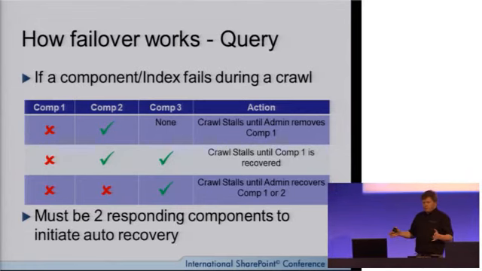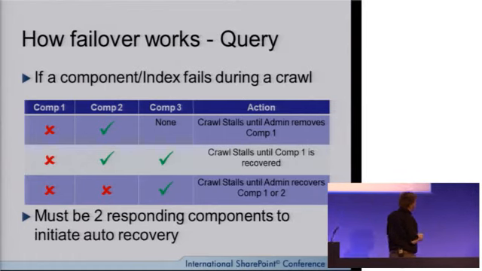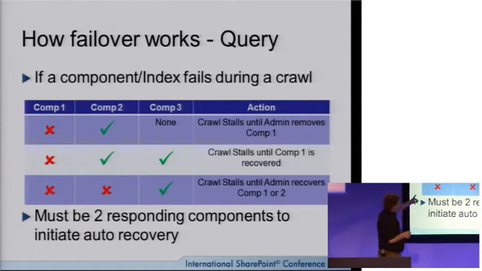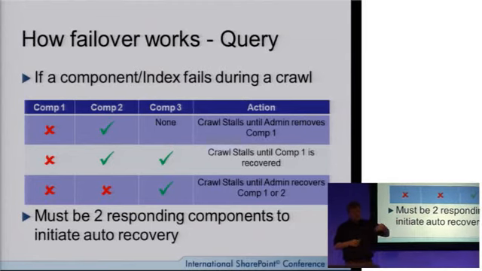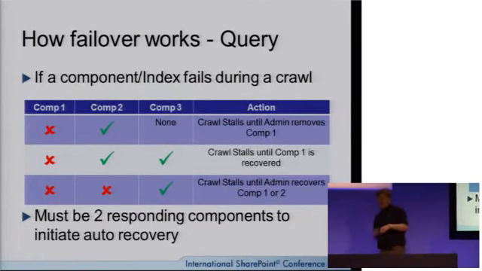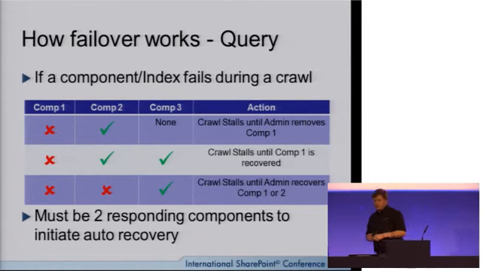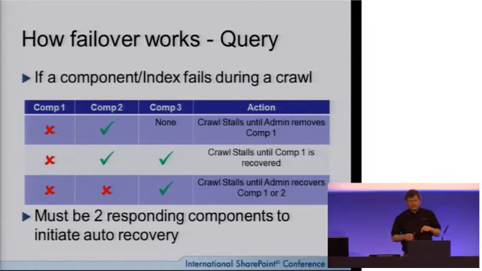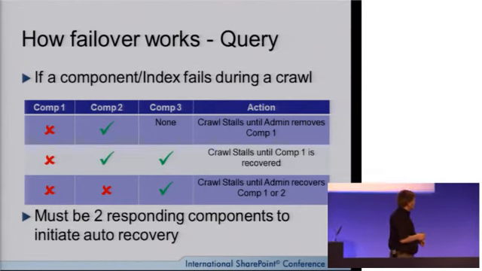At that point, your crawlers are dead in the water until you, the admin, forcibly decide to dismount component 1. That leaves you with a single point of failure on your search index. So you have to make the conscious decision to put yourself in that state. The product group decided that was not something they wanted to be responsible for. We are not going to force the product to put you in a single point of failure state. You have to make that decision yourself.